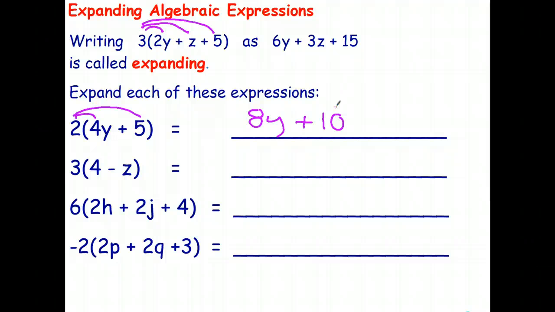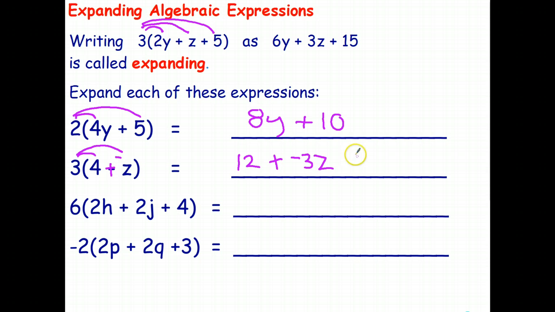Okay, we're ready to do the second question. So once again, we write 3 times 4 is 12. Now I'm going to do something that might seem a bit funny here, but you'll see why I'm doing this. I'm going to change that subtraction to add and change the sign of the z to a negative z. And then I'm going to multiply 3 times negative z, so that gives me negative 3z.